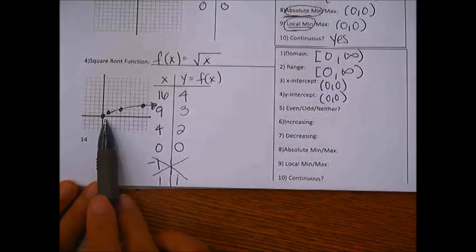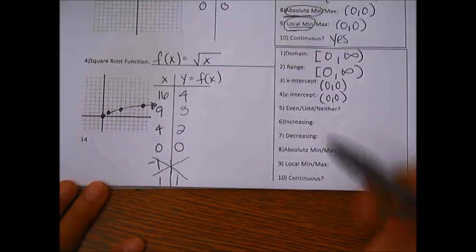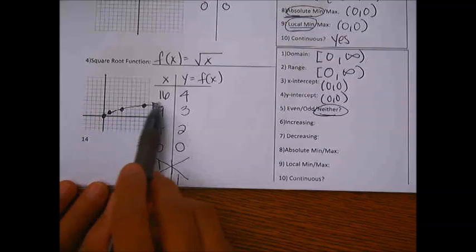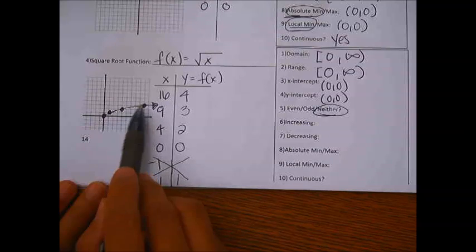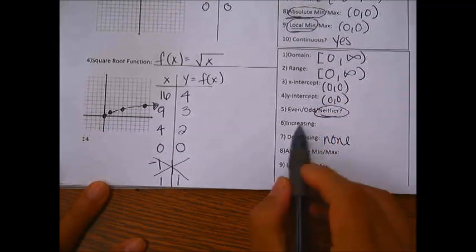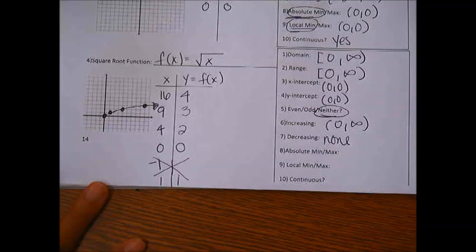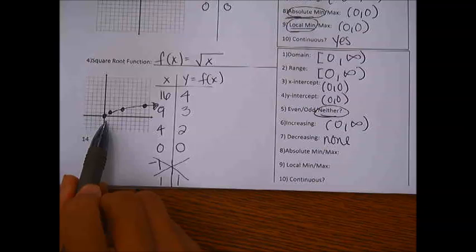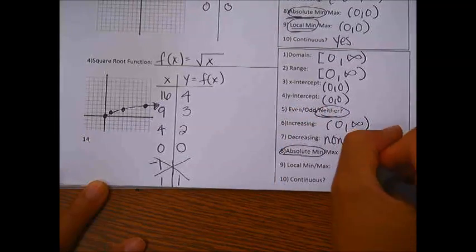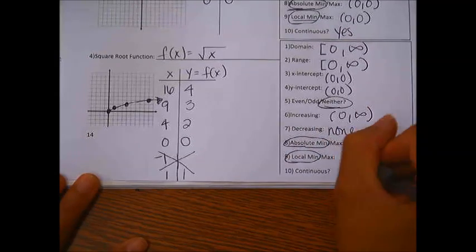Okay. Is this even or odd or neither? It's actually neither. Increasing. It's going to increase the entire time. If it's increasing the entire time, there's no decreasing, so we can just write none right there. Increasing from 0 all the way to infinity. Absolute min and absolute max, if you know this is the lowest point possible, right? So would you agree that that's going to be an absolute min? So the lowest point is 0, 0, and absolute min is also local min, so that's also 0, 0.